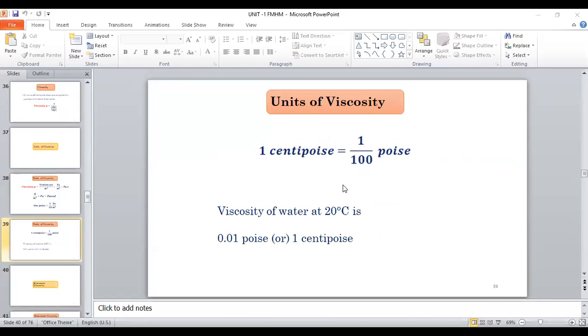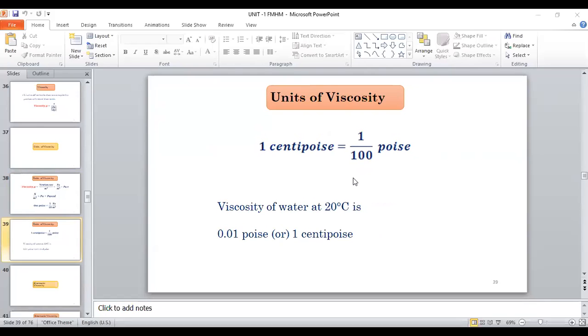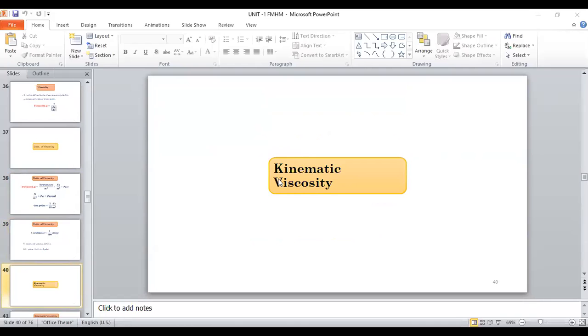Okay. So this is about your viscosity, and I think we have solved one problem on this. Yes or no? Did you solve any problem in this? No, sir. Right. Okay. Today we'll solve it. Next, after that, we have kinematic viscosity.